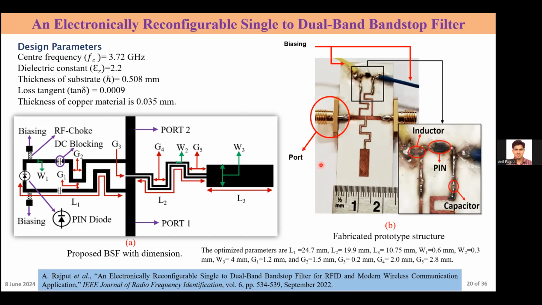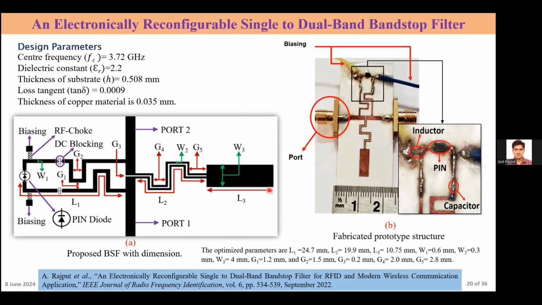Now here we are utilizing the PIN diode. That means it acts as an on or off switch. If we give forward biasing to this PIN diode, then it acts as an on state. And if we give reverse biasing to this PIN diode, then it acts as an off switch.